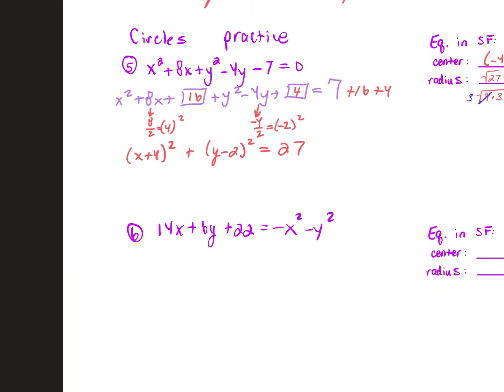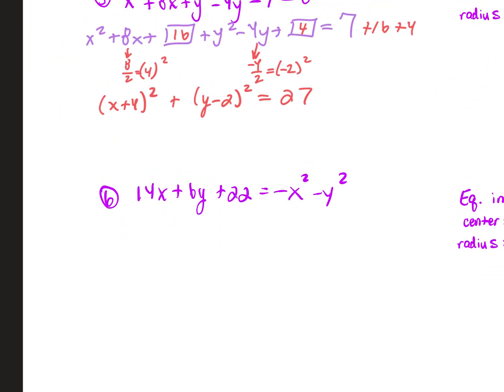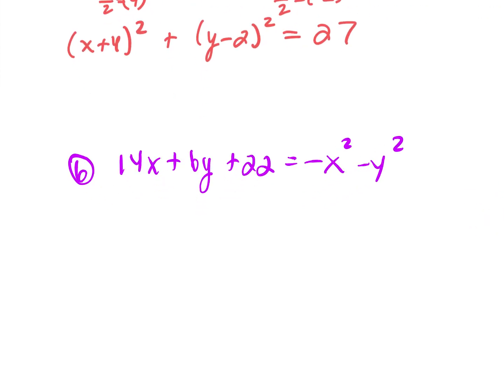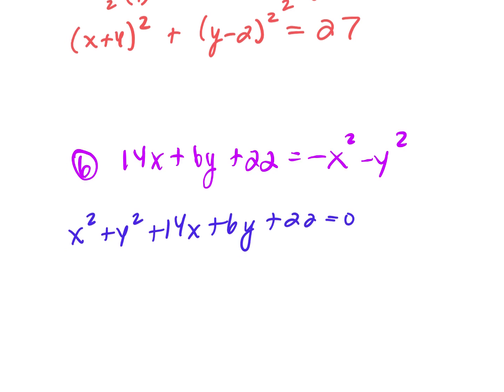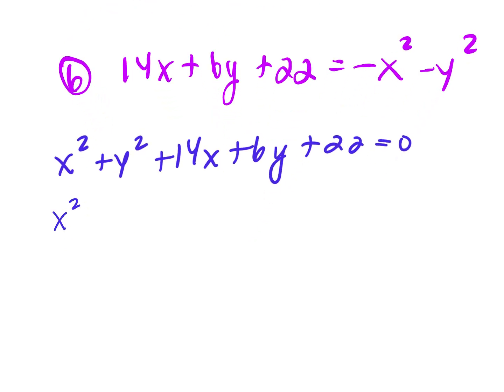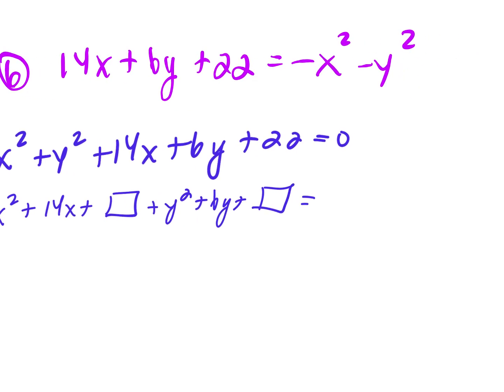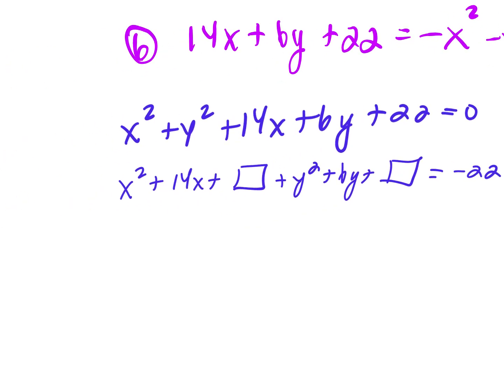Okay. All right, so look, 6 is a little different because everything's not in the same pretty order like we had it. Just move everything. If I move -x squared, -y squared to the other side, don't you agree it becomes x squared plus y squared plus 14x plus 6y plus 22 equals 0. Now it looks like all the other problems we've done. So now go back to what we're doing. Collect your x's. So I have x squared plus 14x plus your square, plus y squared plus 6y plus your square. And then what happens with +22? It becomes -22. Perfect.